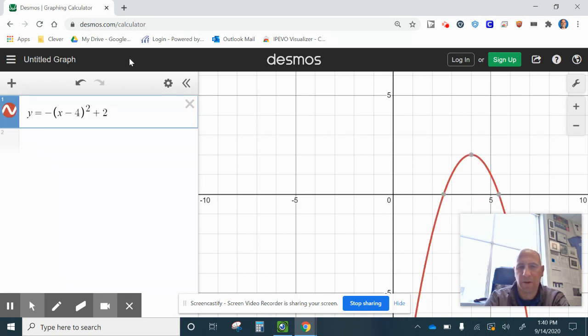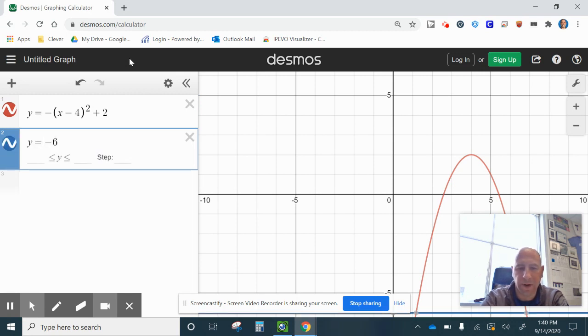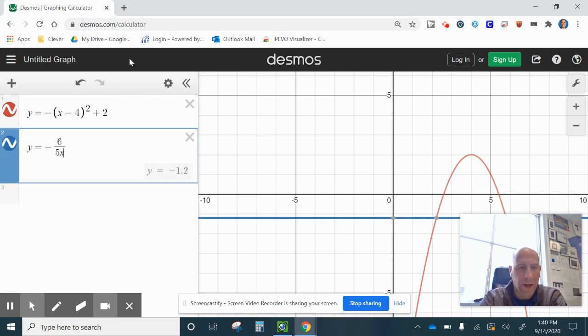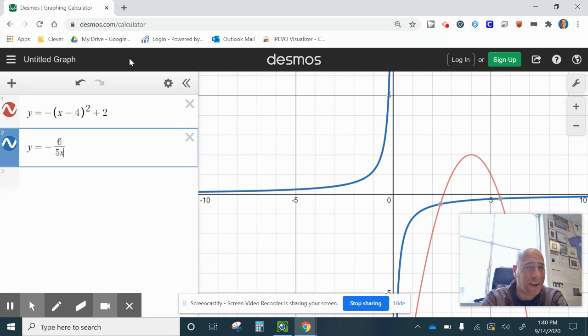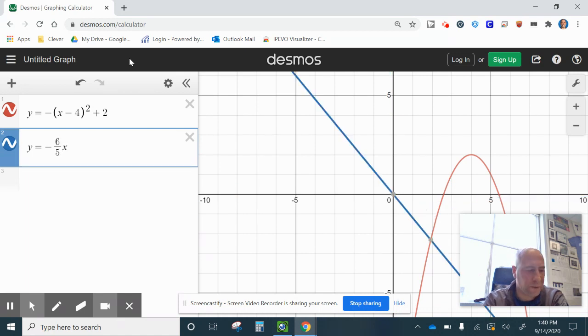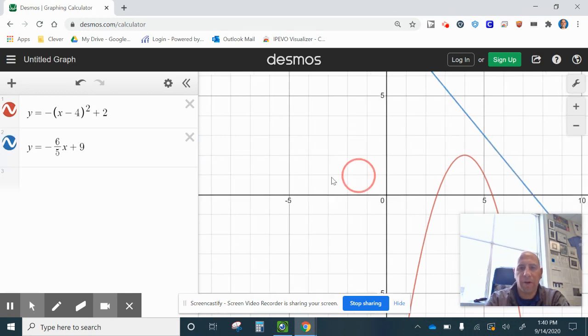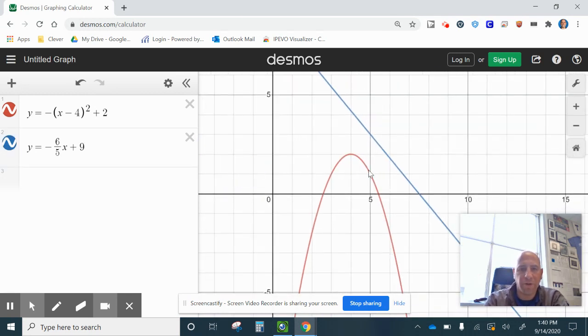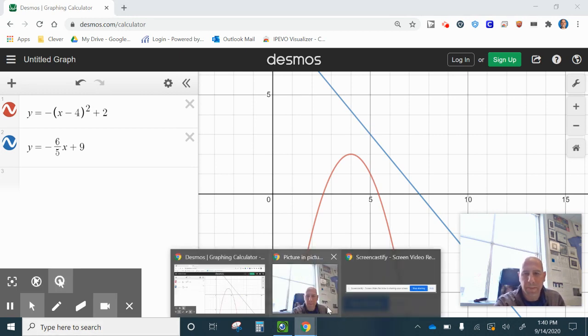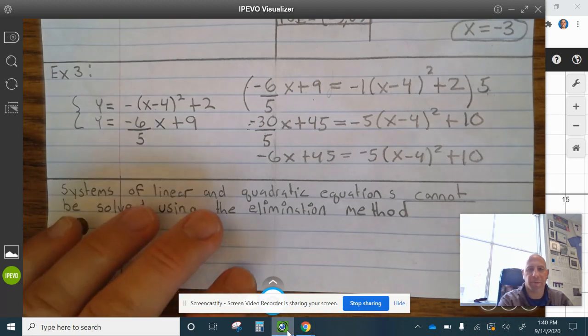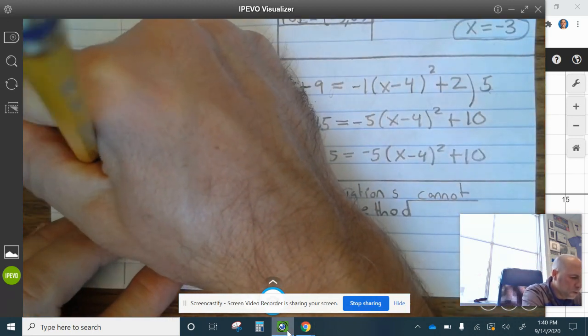Okay. And then we're going to graph y equals negative 6 divided by 5 x. Make sure the x is not in the denominator. You need to click to the right of the x here, and then plus 9. You see here that they do not intersect, so there's no solution. Let me see if I can get back to my notes, yep. So this one has no solution.